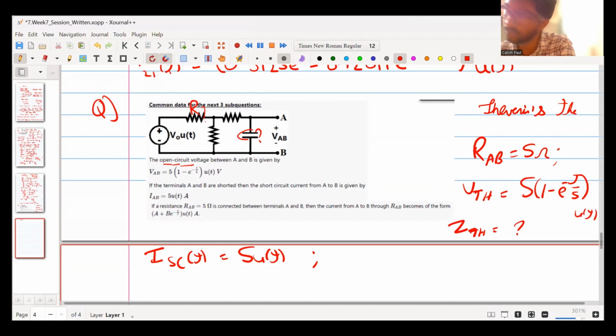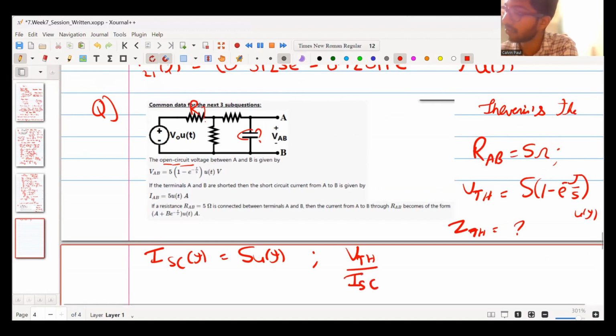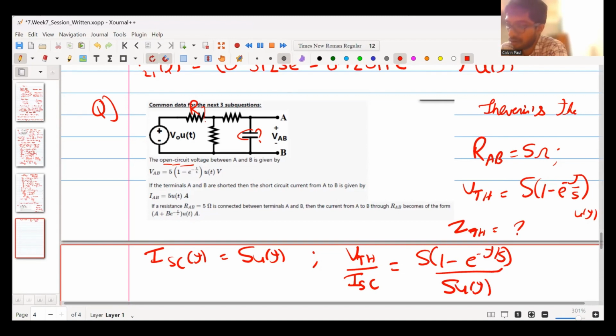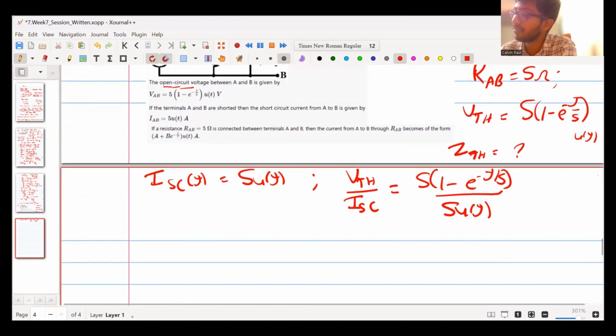So now how will you proceed? You will do VTH upon ISC, and what will you get? Can you apply it like this? 5 into (1 minus e raised to minus t upon 5) divided by 5 u of t. Can you do it? No, sir. Put it in the Laplace domain. You have to convert it to the Laplace domain. So what is VTH of S in the Laplace domain?